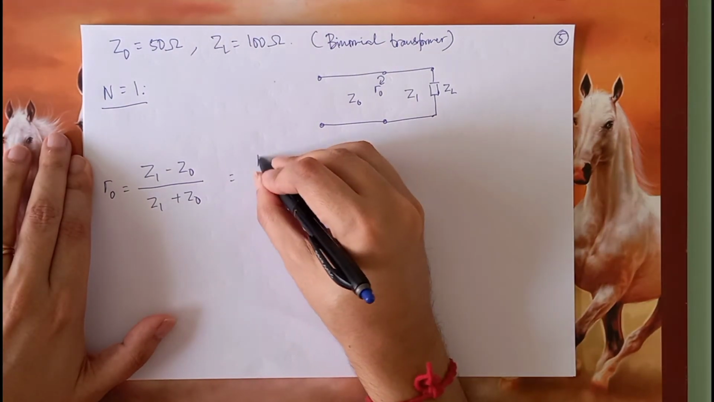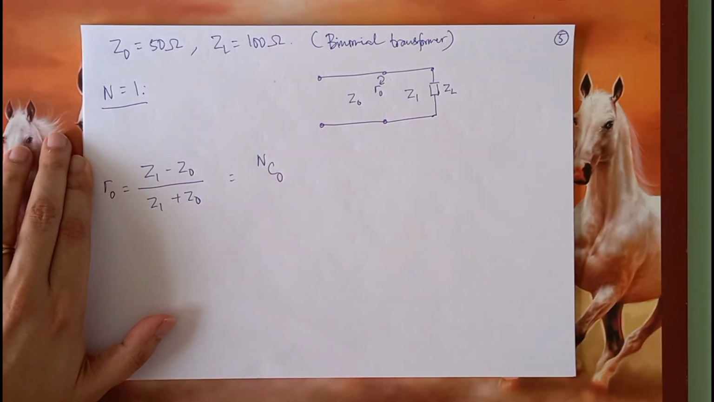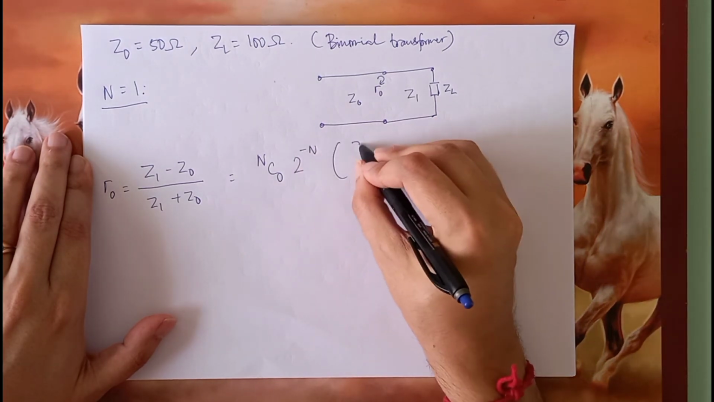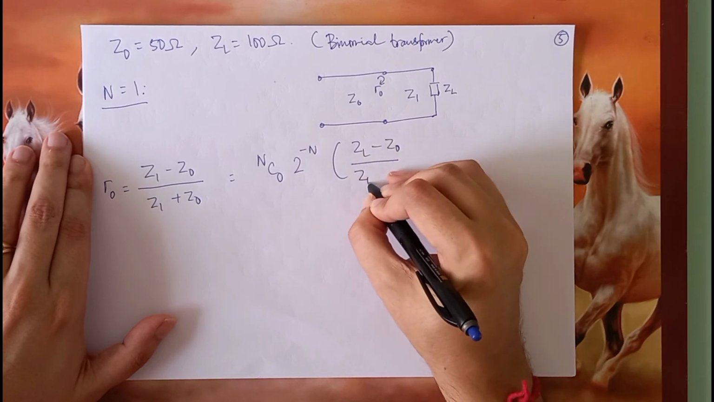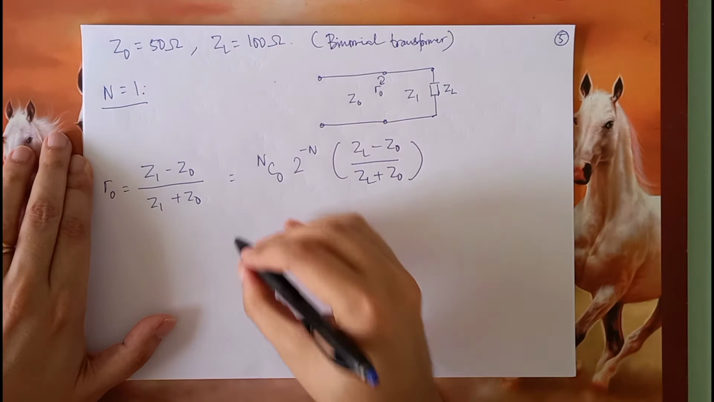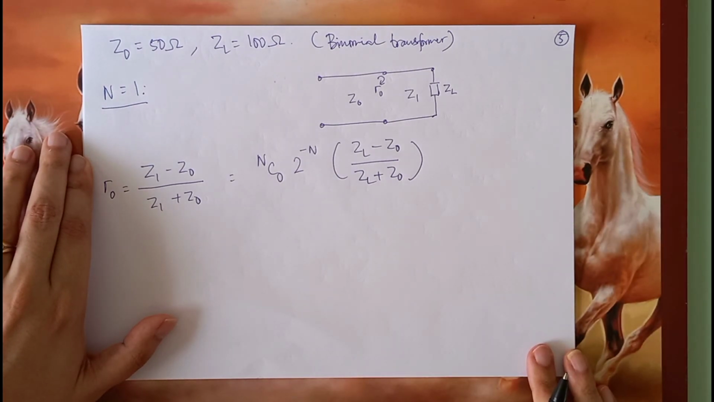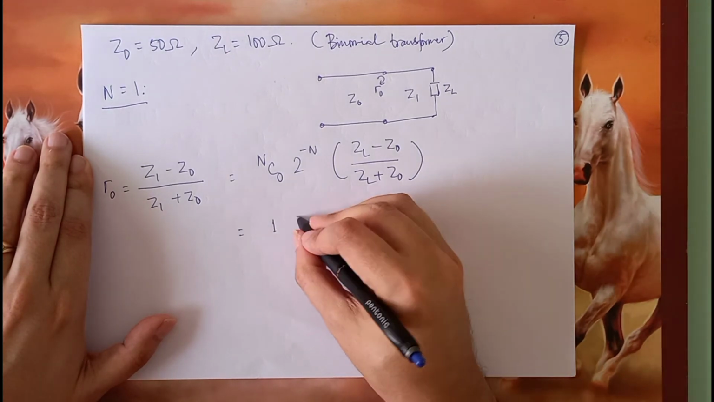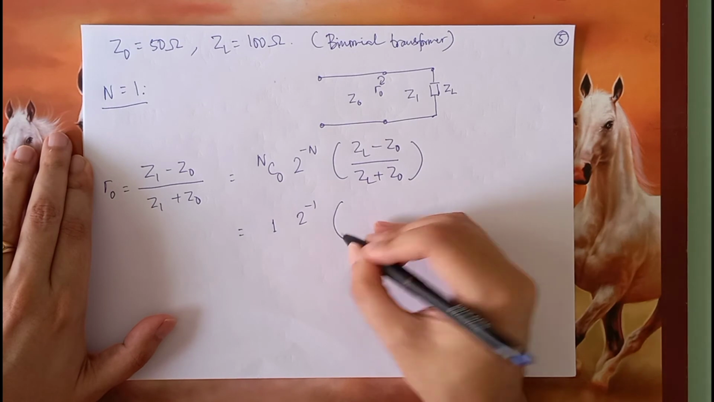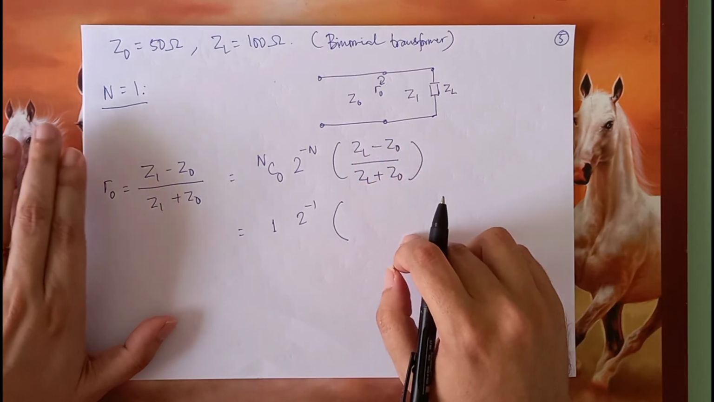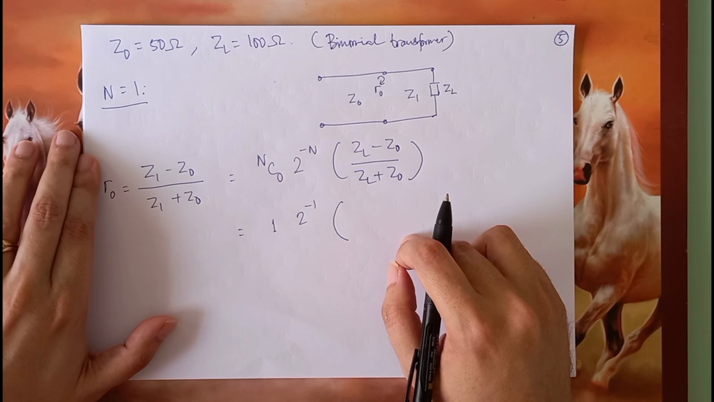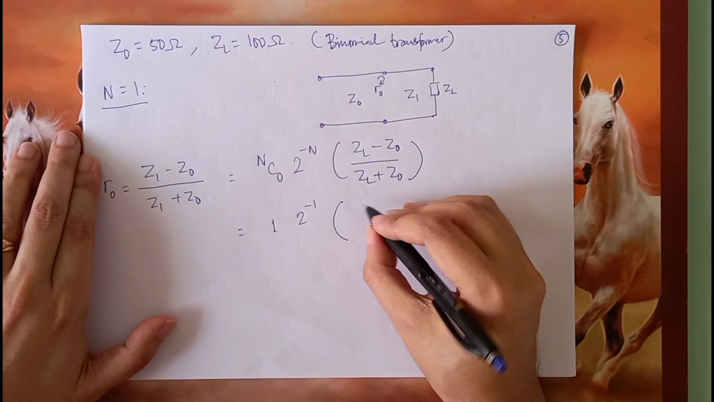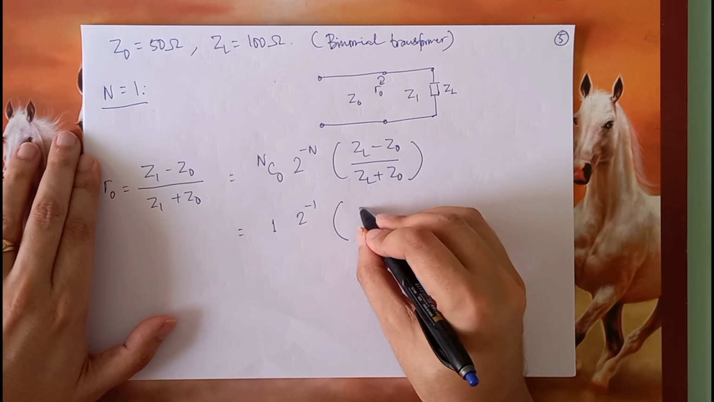And that is equal to NC0 times 2 raised to minus N times ZL minus Z0 divided by ZL plus Z0. So if N is 1, we will get 1C0. So 1C0 is 1 times 2 raised to minus 1 times ZL minus Z0 divided by ZL plus Z0. That is 100 minus 50 divided by 100 plus 50. So that will be 50 divided by 150 or 1 by 3.